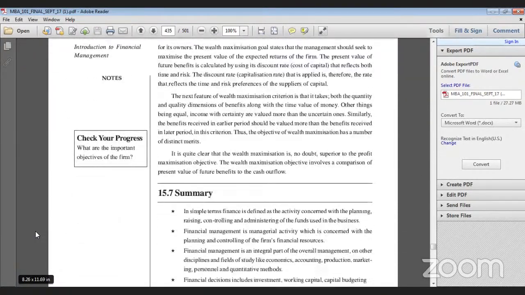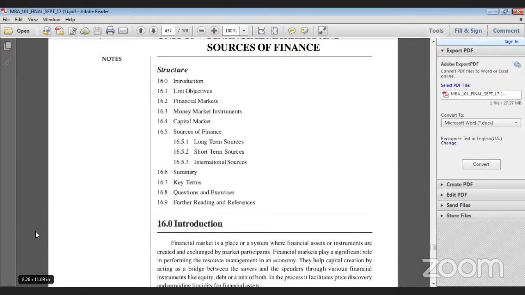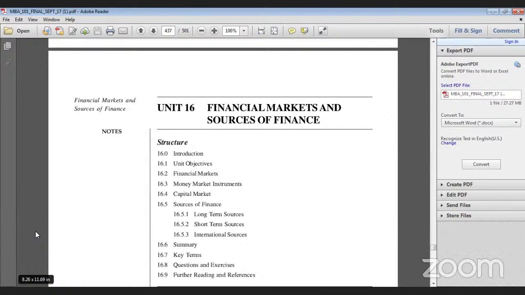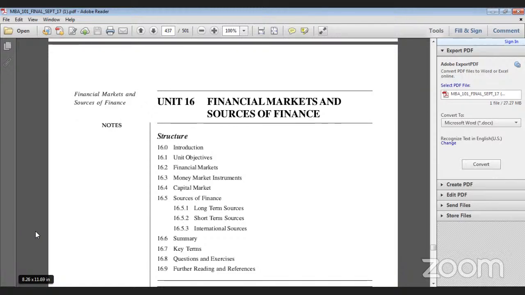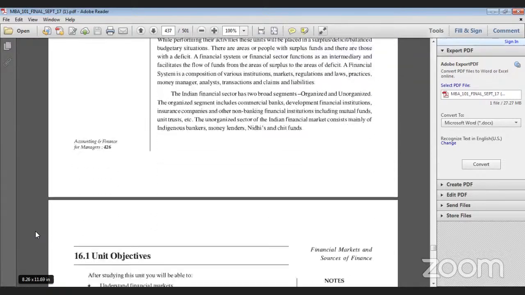After they give an objective, the next chapter is financial markets and sources of finance. In this we focus on financial markets, money market, capital market. In capital market, long term, short term, and international sources, and these are covered here.